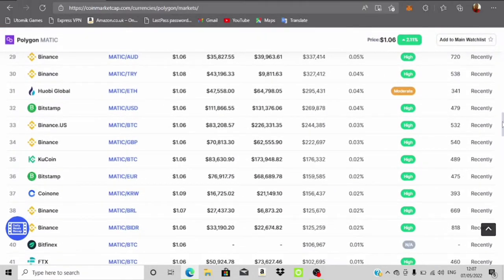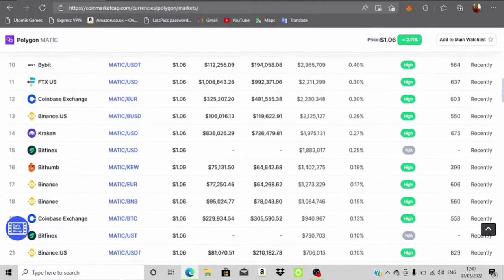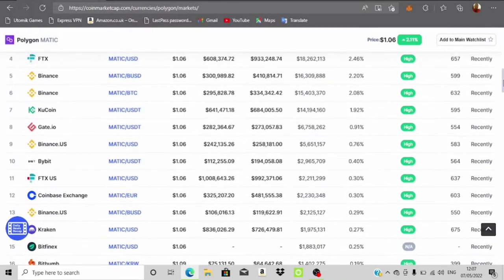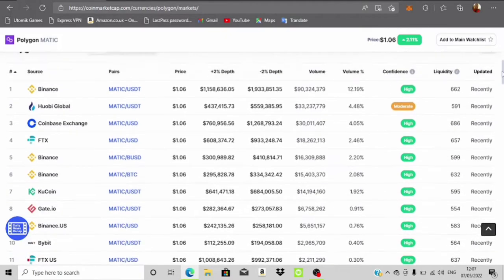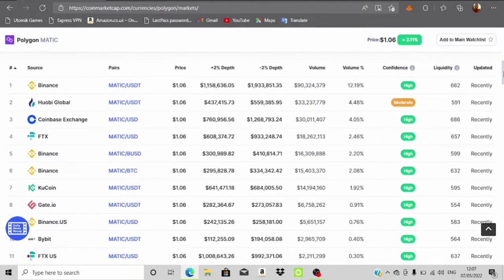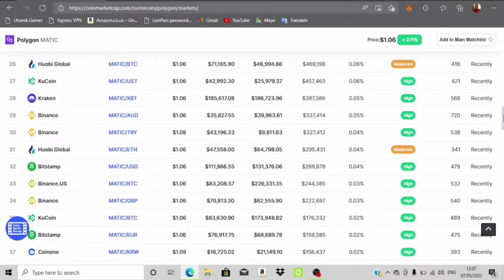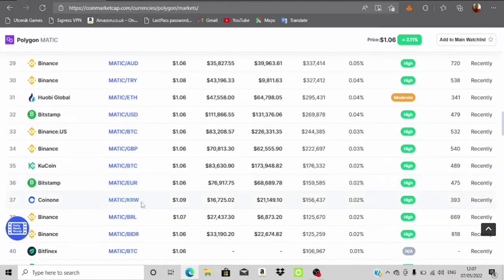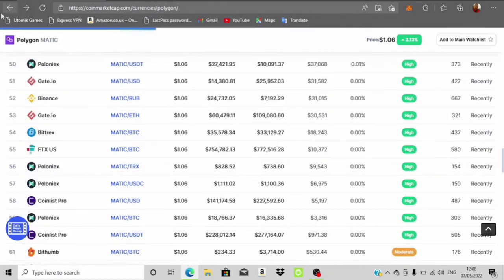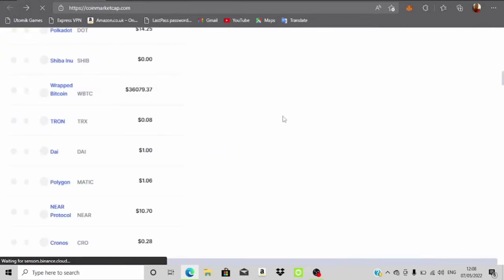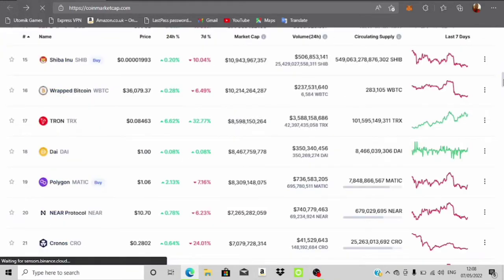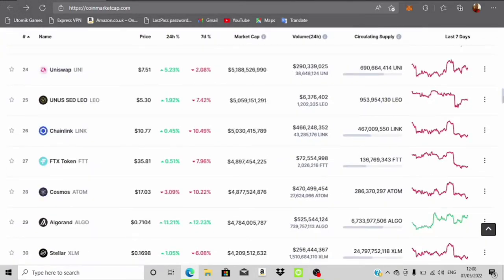Wow, that's quite a lot. These are the different exchanges where you can trade Polygon right now, and you can see different rates being traded. Most of them are at 1.06, so I can't see any difference. Some of them are different, like 1.09, but this is with KRW, not with USDT, so unfortunately this is not going to work. So you come back again and look for another coin, probably one with more volatility in it that can give us some profits.